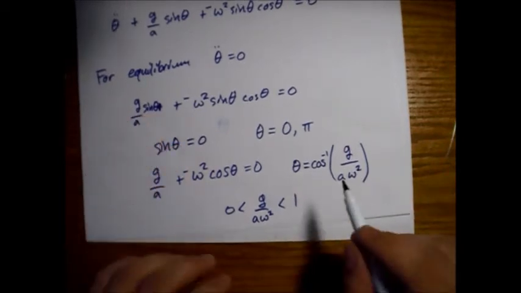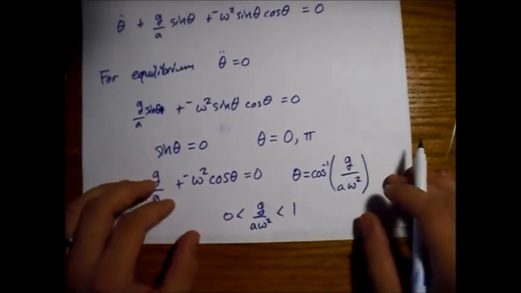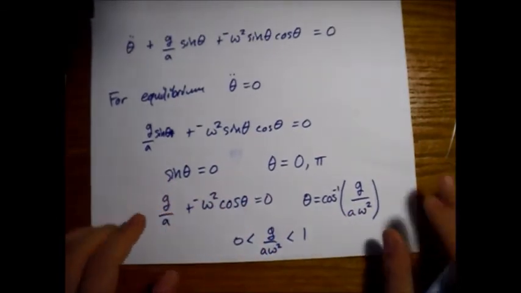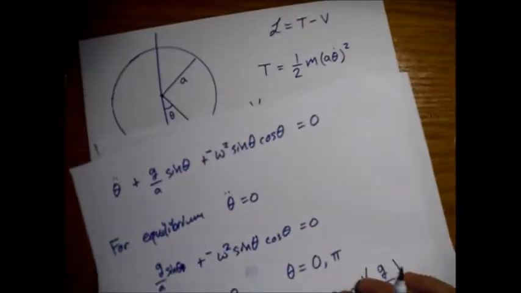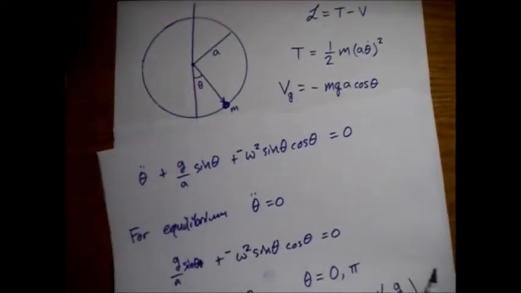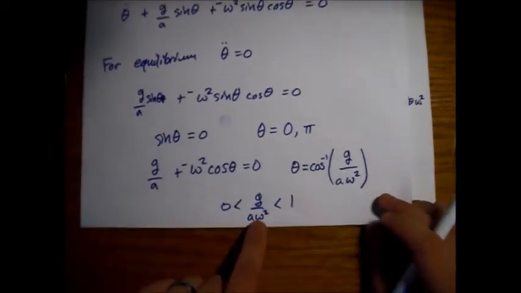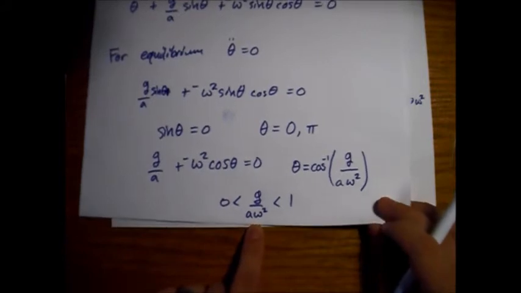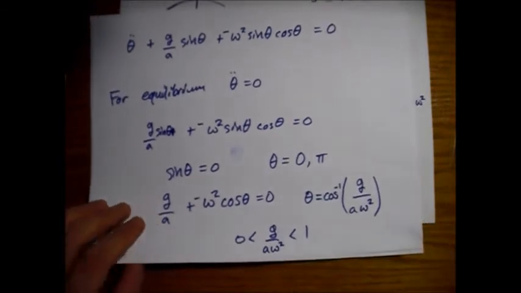In order for this solution to work out, and basically in order for there to be this third equilibrium point. So there will always be equilibrium points at theta equals 0 and pi, right? The bottom and the top of this ring, there will always be an equilibrium point. Whether or not they're stable is a different question. But only when this condition is satisfied will there be a third equilibrium point.